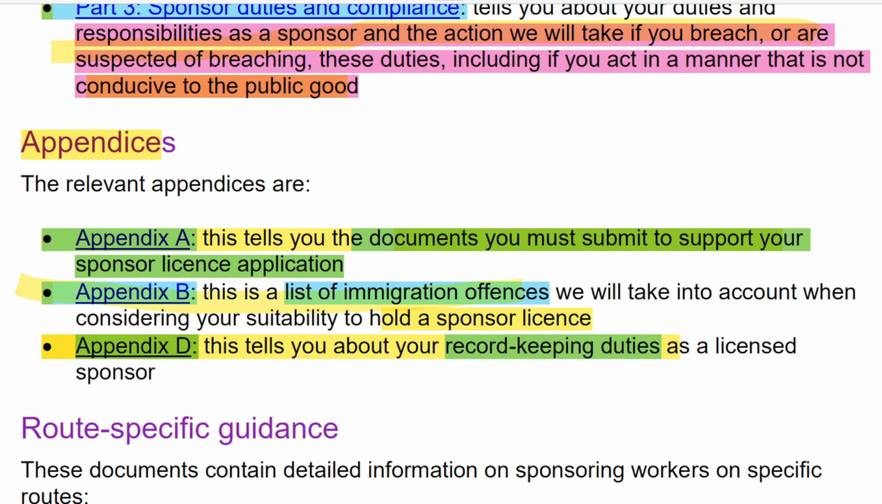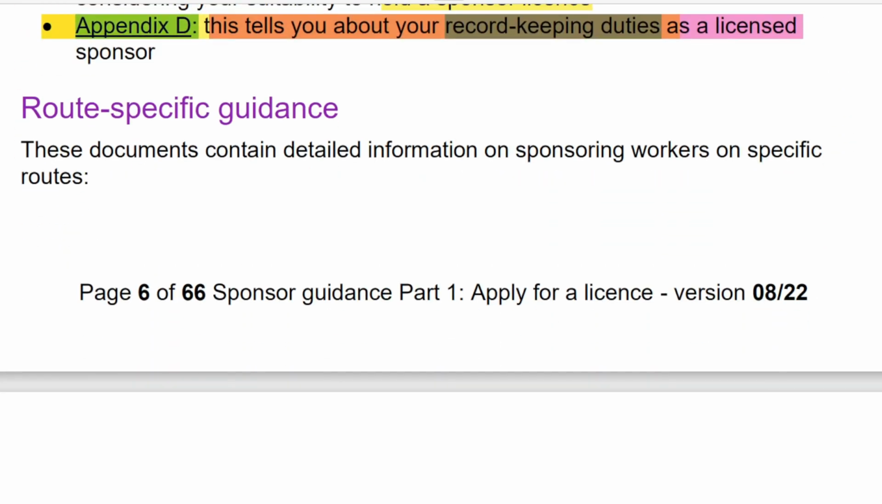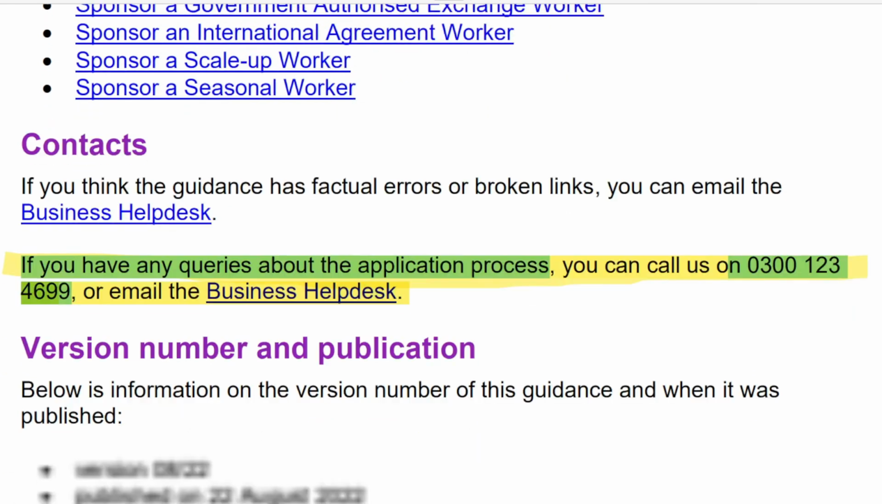There are three appendices in this. Appendix A tells you the documents you must submit with your sponsor license application. Appendix B is the list of immigration offenses. And Appendix D tells you about record keeping duties as a license sponsor. So Appendix A will tell you which documents you need, Appendix B is the list of immigration offenses, and Appendix D will tell you what you need to do and how you need to keep the records of your visa when you apply.